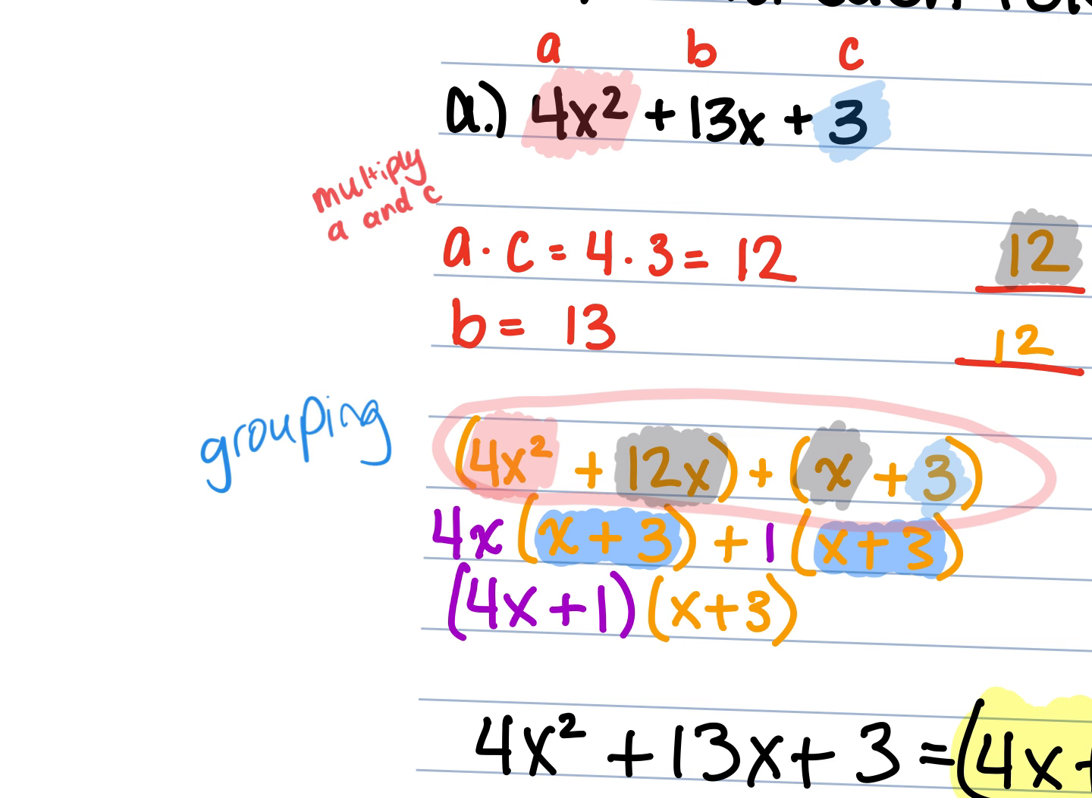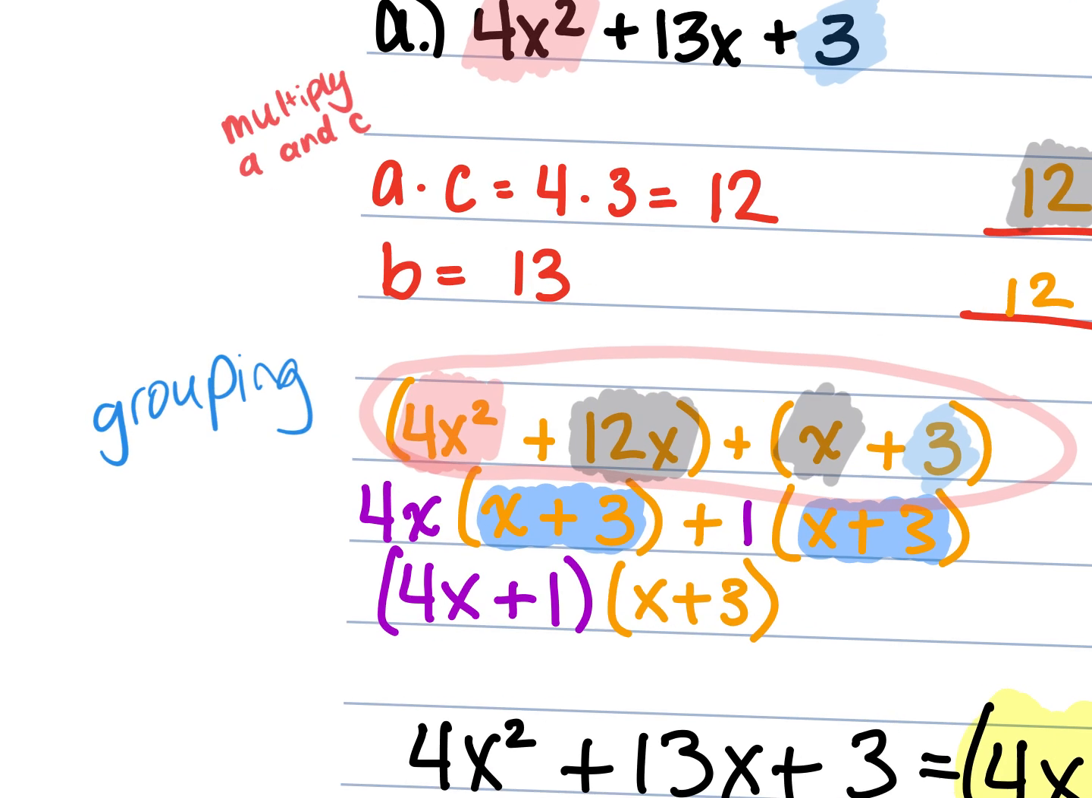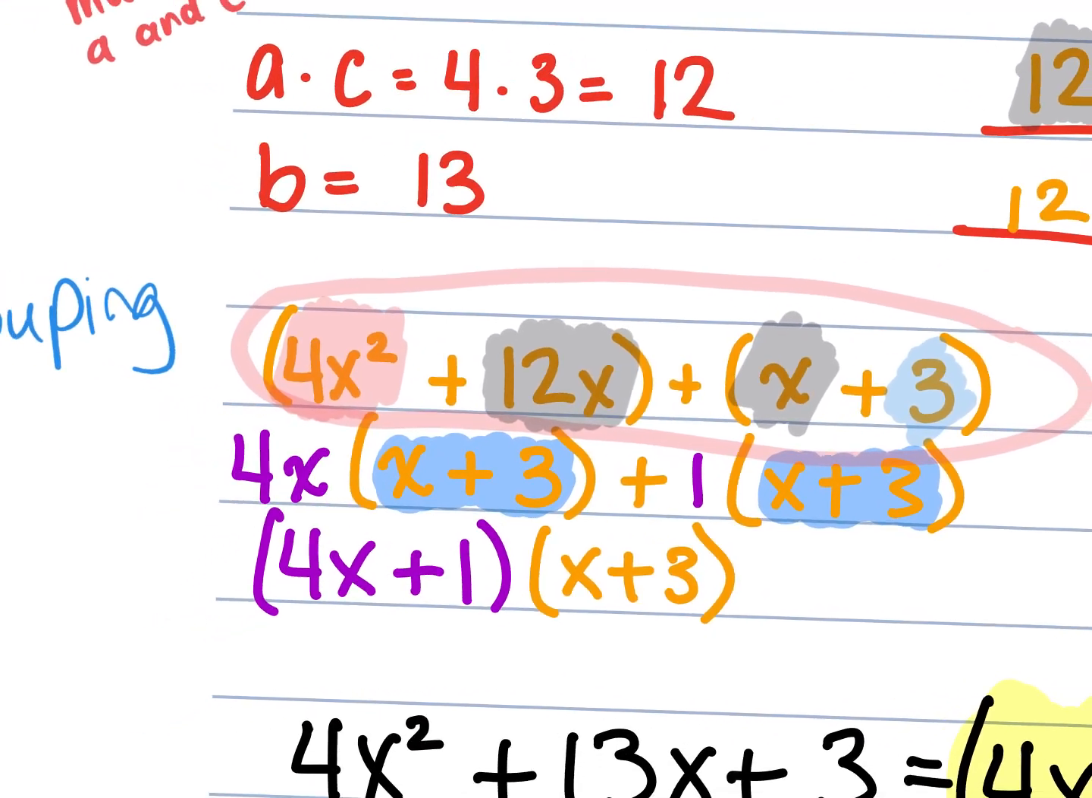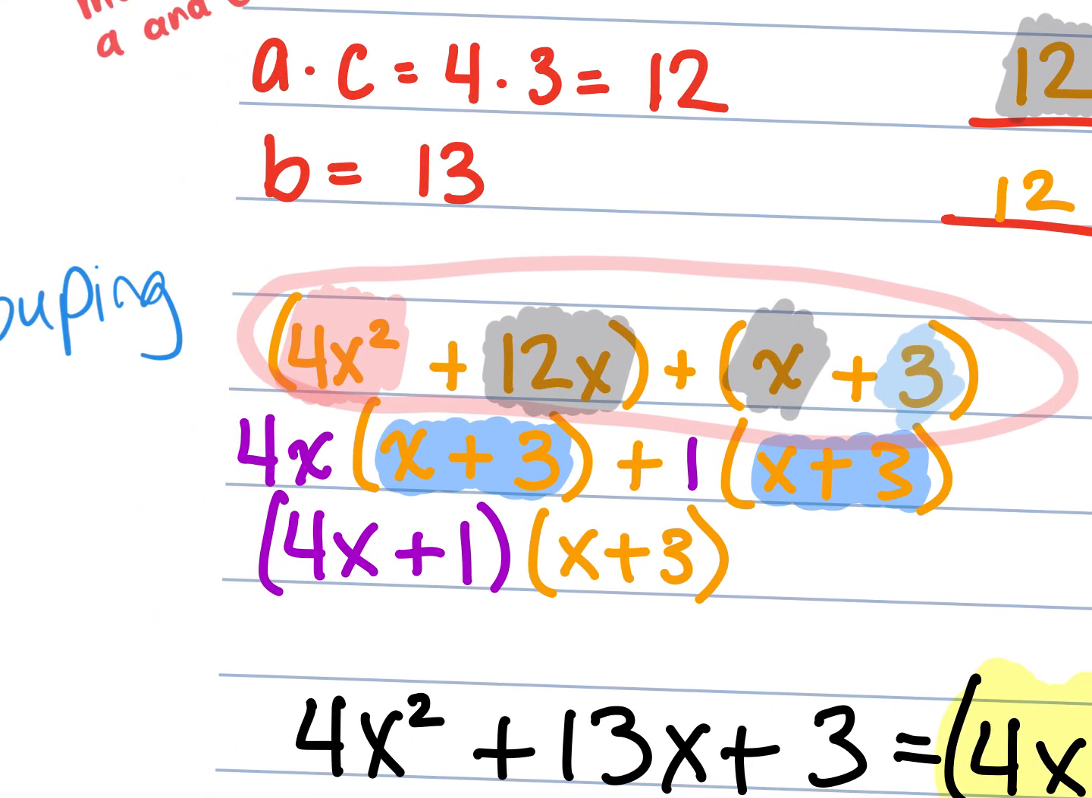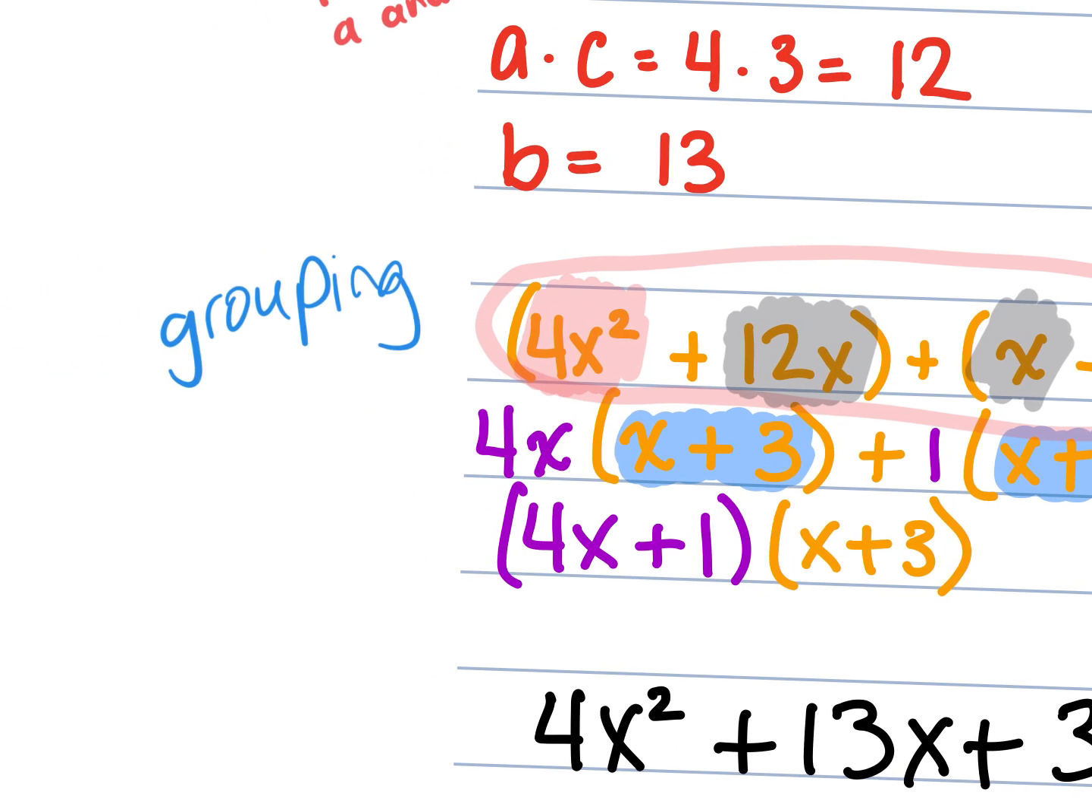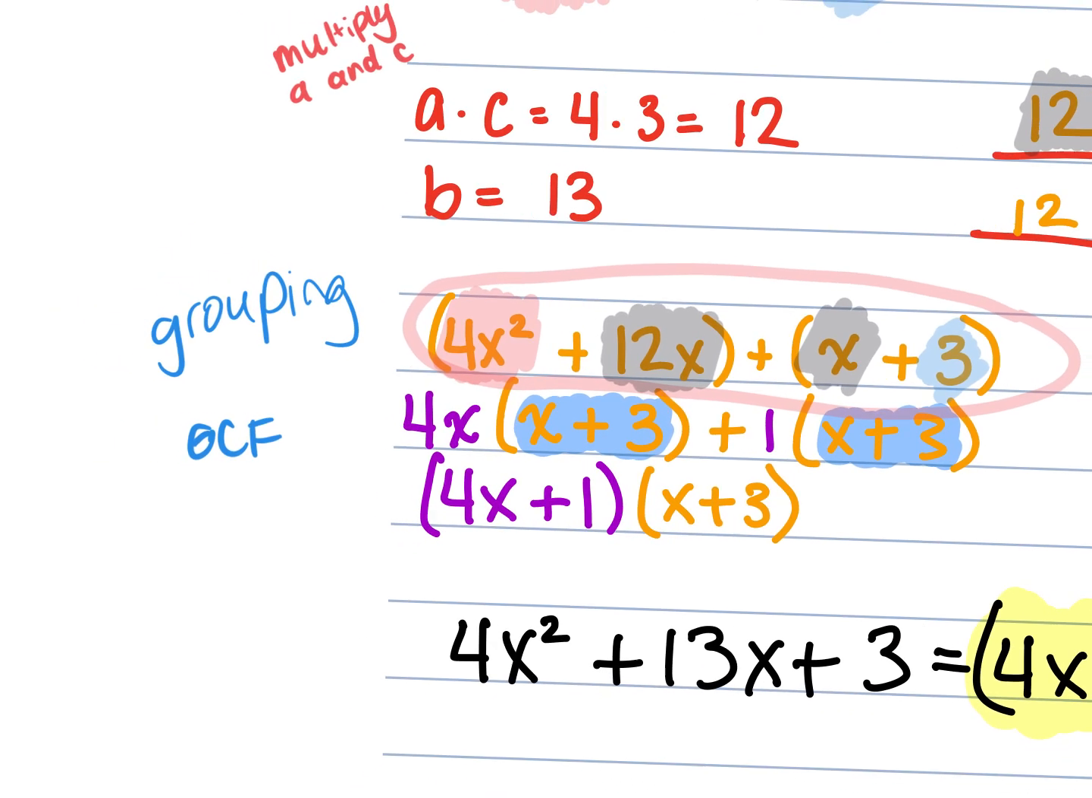Then look what they did next. What did they do next? What's in purple? What about the 4x? AJ? They found the GCF. They grouped them together and then they found the GCF. And then after, I know what happens.